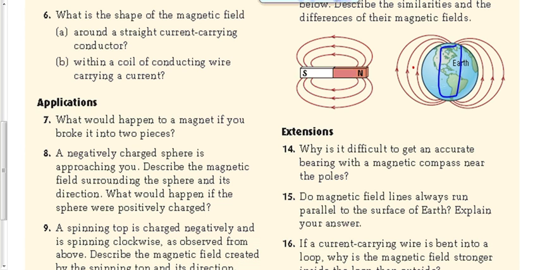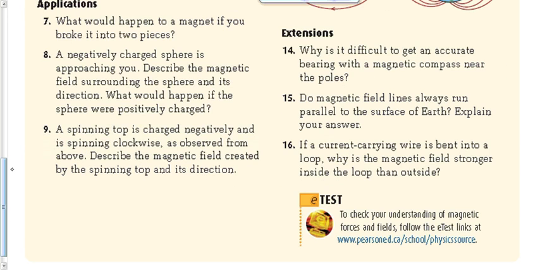And finally, number 16, my favorite of the questions here, and probably the hardest of the questions here. If a current-carrying wire is bent into a loop, why is the magnetic field stronger inside the loop than outside the loop? Does anybody think they have an answer to that question before I answer it?